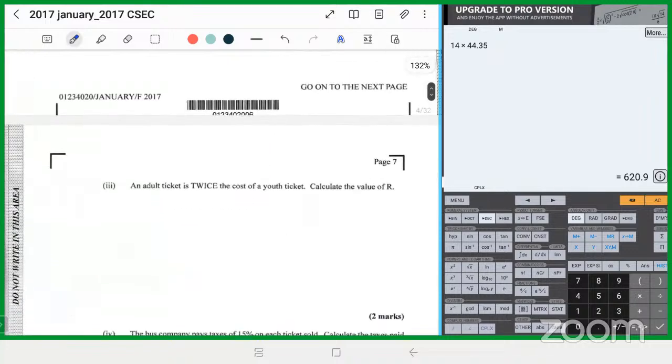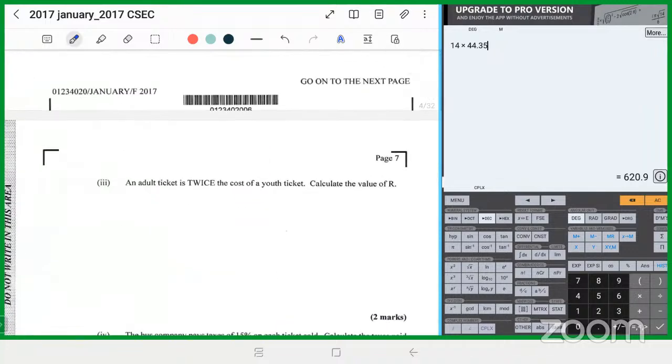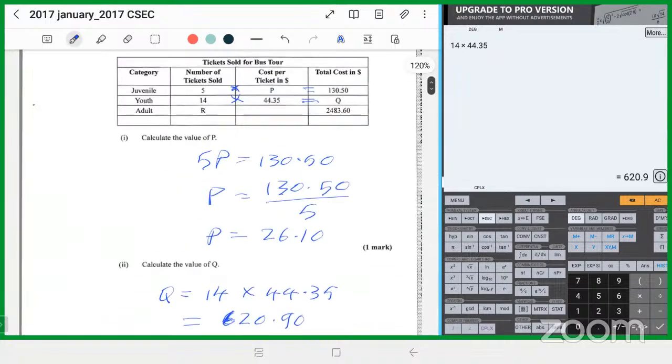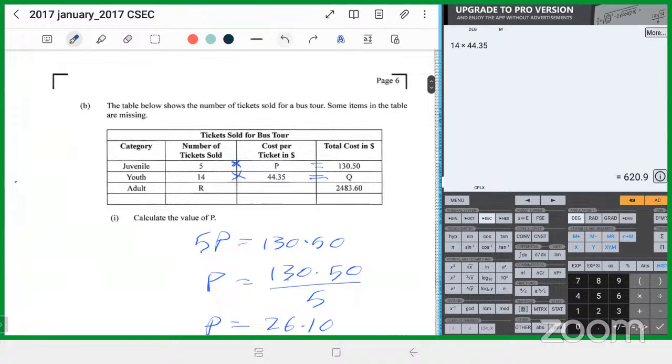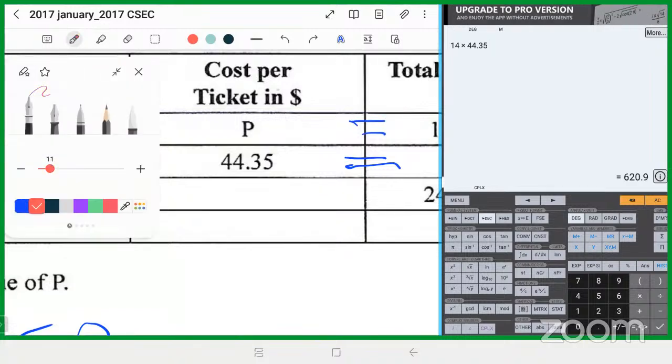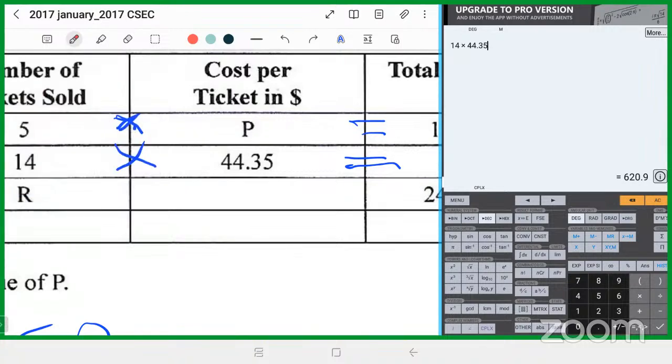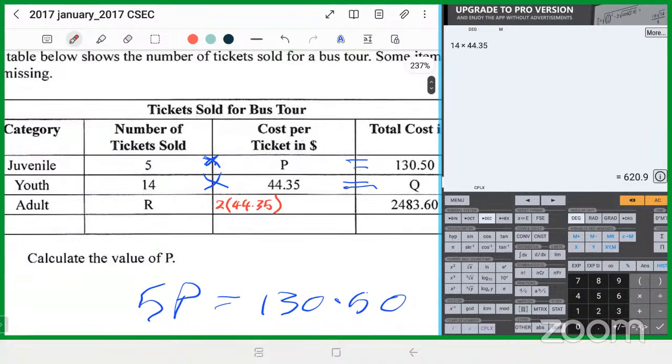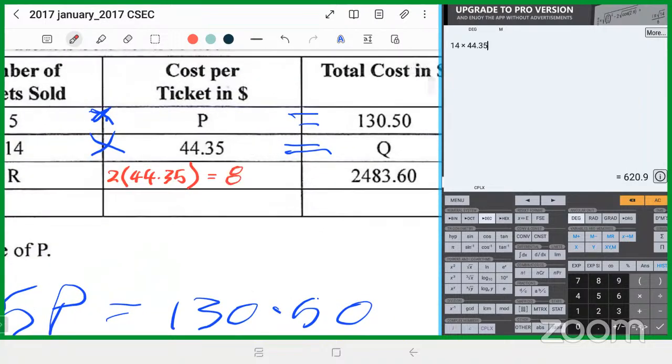Then they said down here, an adult ticket is twice the cost of a youth ticket. Let's look at that now. The adult one, this one, this is the number of adult tickets. So this cost here we're talking about is 2 times the cost of a youth ticket. So the value inside here is 2 times the 44.35. That's what it said, right? So the cost of a ticket here is 88.70. Multiply that by 2, I get 88.70.